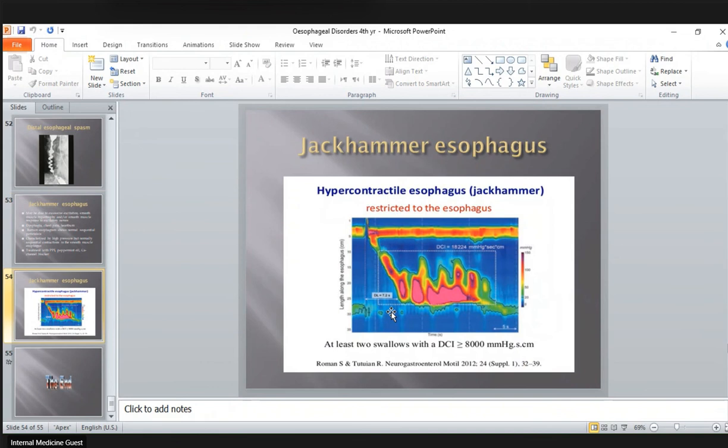This is how it appears on motility. Very high pressure seen in high resolution manometry.